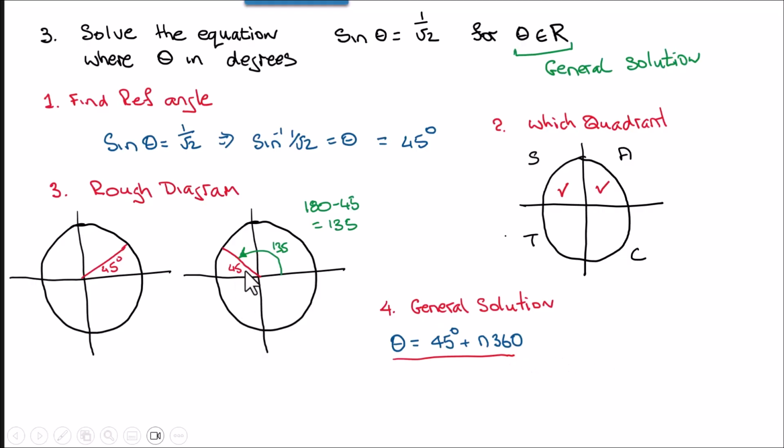Similarly, for the second solution, when theta is equal to 135, sine of 135 is 1 over root 2. And again, if we were to add multiples of 360, where n is an integer, we'd get back to the same position. So we could write theta is equal to 135 degrees plus again n times 360. And remember, we need to write n is an element of the integers, or n is an integer.